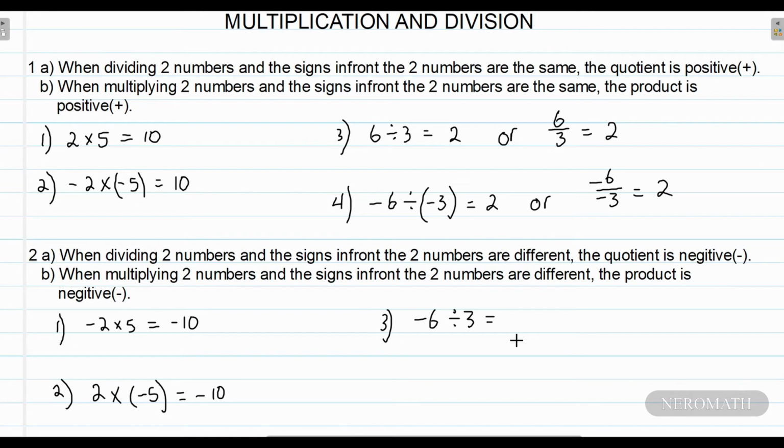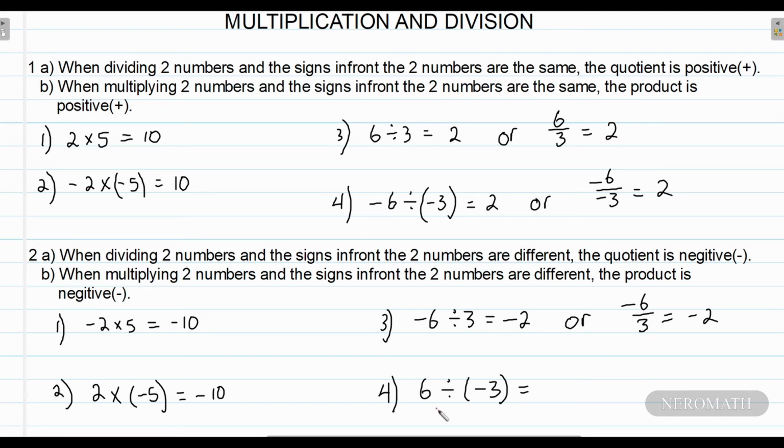So let's look at a situation where we have division. The sign in front of 6 is negative and the sign in front of 3 is positive. So the signs in front of the two numbers are different. So our quotient would be negative. So we divide negative 6 by positive 3 and we would get negative 2. Or we can write the same thing as negative 6 over positive 3. The answer would be negative 2.